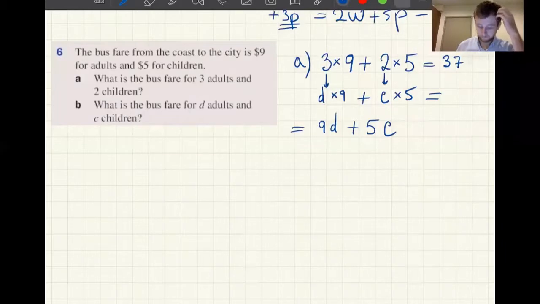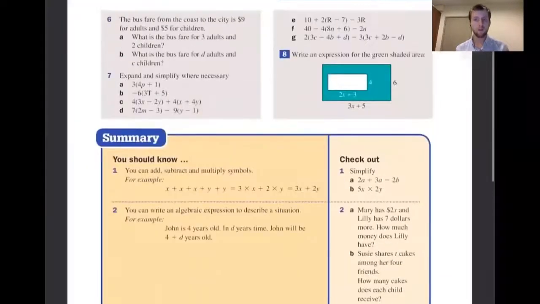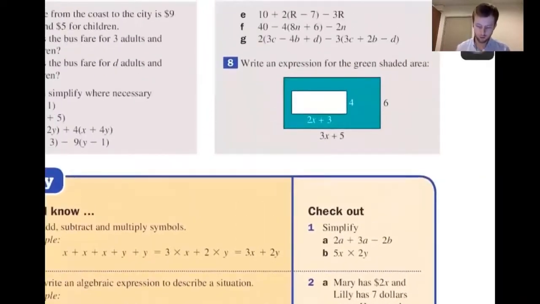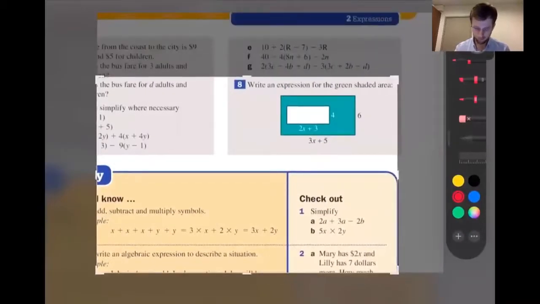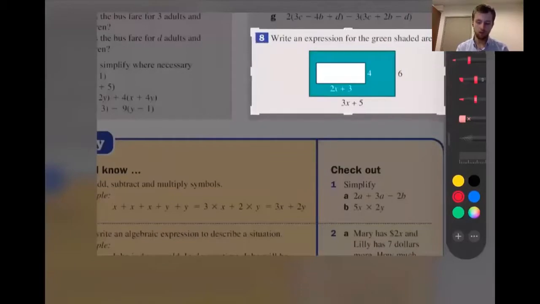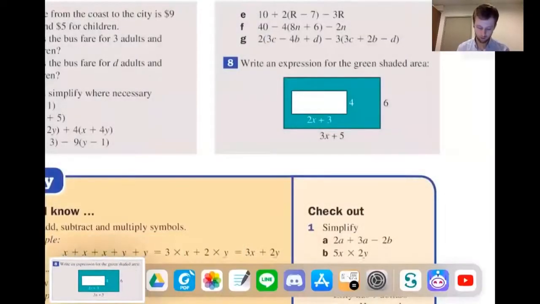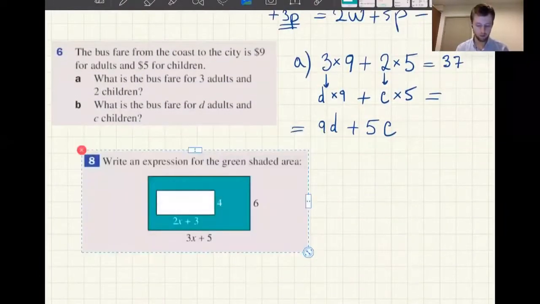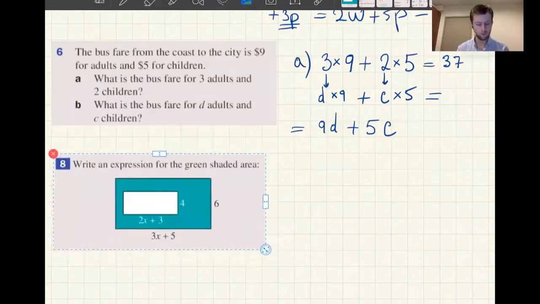All right, and let's do some more because the time is ticking. Let's do this, number 8. It's kind of a challenging question, at least that's what the book says. I think the challenging questions have this special blue rectangle to mark them, you see. Okay, so let's do it. Write an expression for the green shaded area. I don't think we need a lot of space to do this.